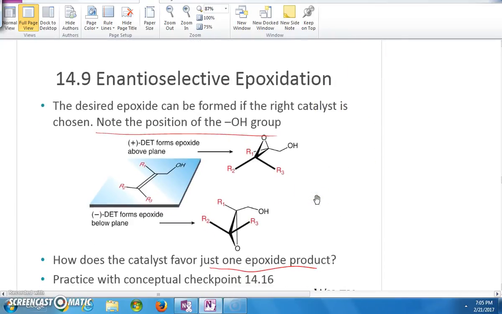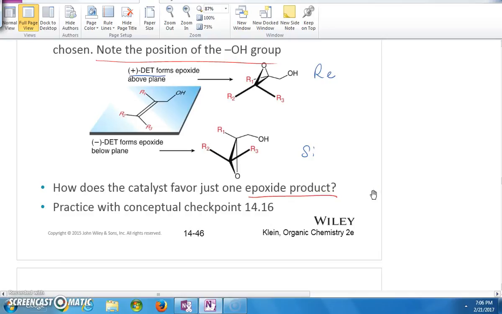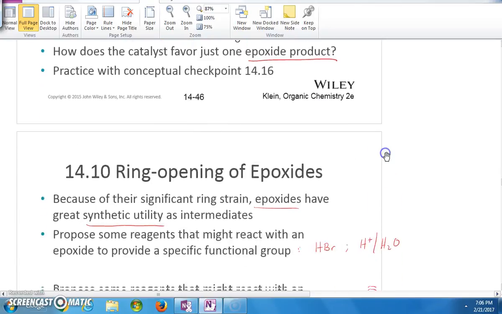The desired epoxide can be formed if the right catalyst is chosen. Note the position of the OH group. Now, if you use the positive DET, the epoxide comes from the top face, the re face. While if you use the negative DET, the epoxide is formed from the si face. See, so you just get one epoxide, and that makes for enantioselective epoxidation. You get just one enantiomer and not the other.